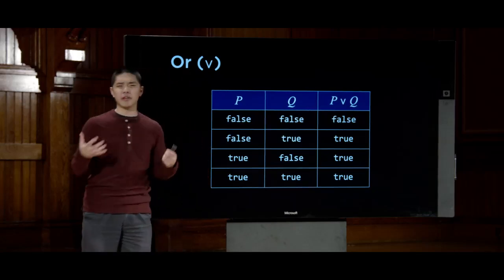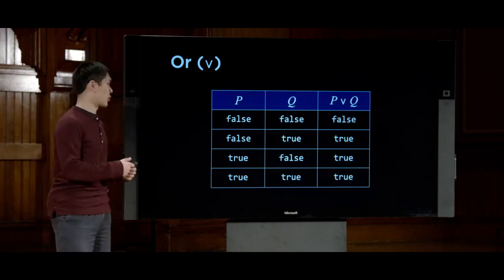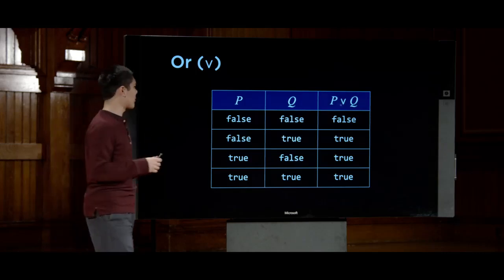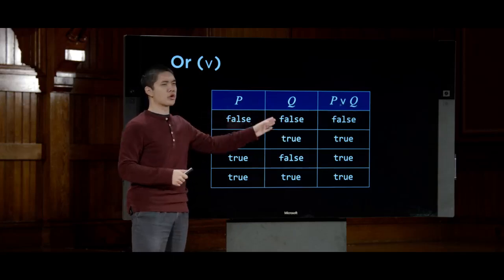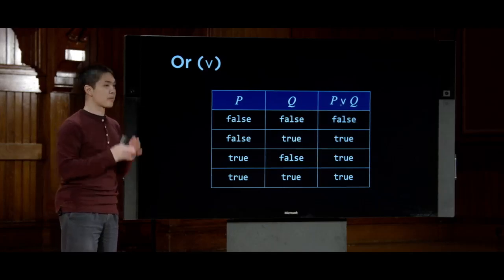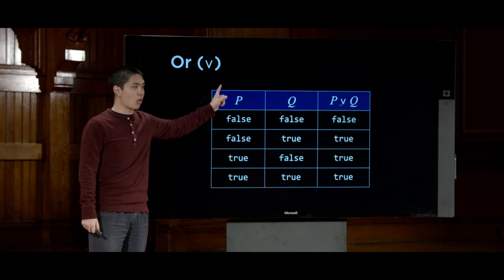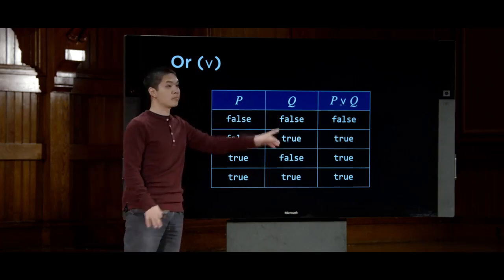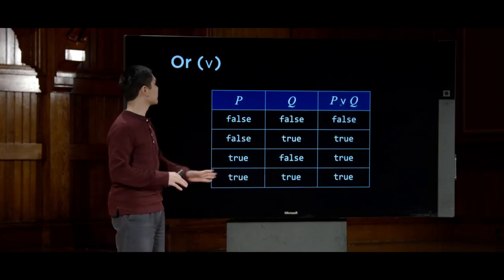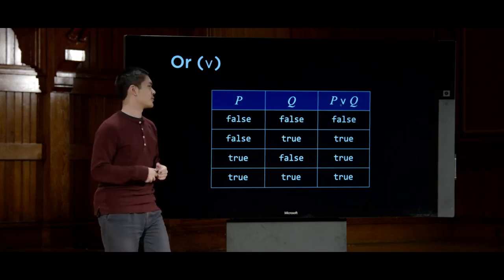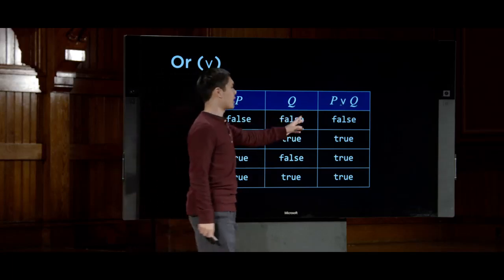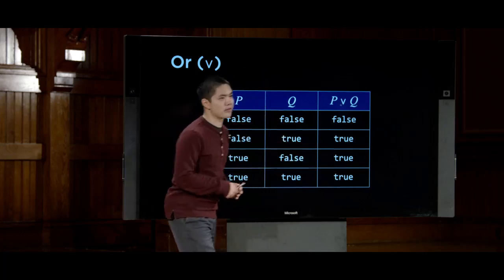Now, this is mostly consistent with the way that most people might use the word or in normal English, though there are sometimes when we might say or where we mean P or Q, but not both, or we mean it can only be one or the other. It's important to note that this symbol here, this or, means P or Q or both, that those are totally OK. As long as either or both of them are true, then the or is going to evaluate to be true as well. It's only in the case where all of the operands are false that P or Q ultimately evaluates to false as well.